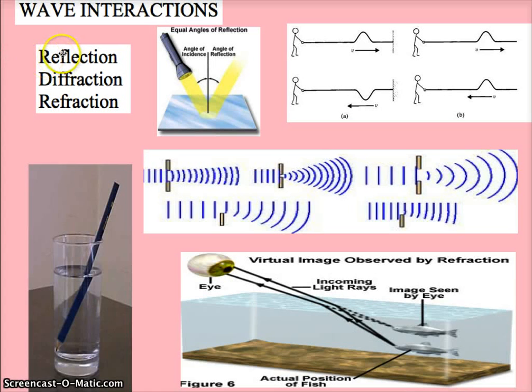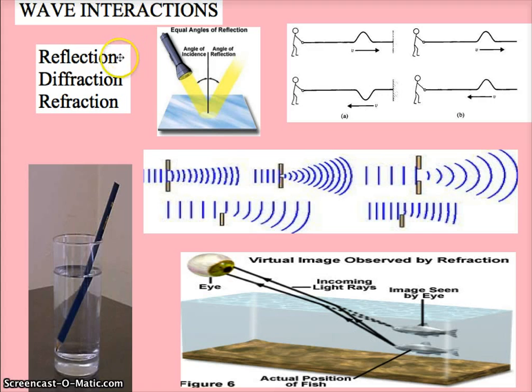Now, reflection, diffraction, and refraction have to do with wave interactions. We've talked a lot about waves and how they expand, and the kind of waves that we've talked about before, the longitudinal waves and transverse waves. But what happens when these waves hit something or hit each other? And that's where you get wave interactions.